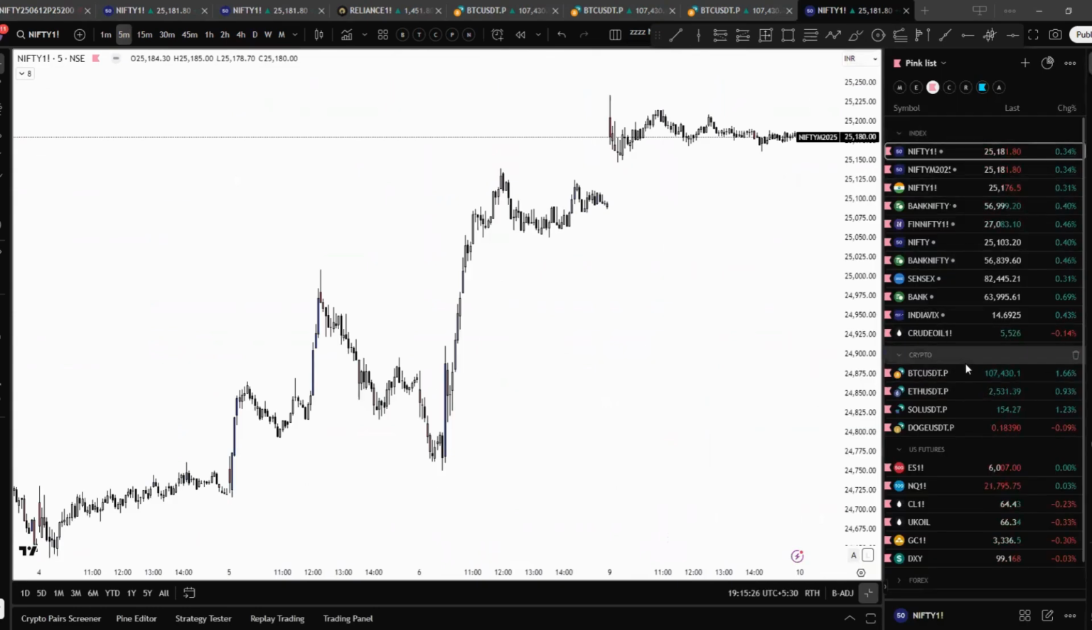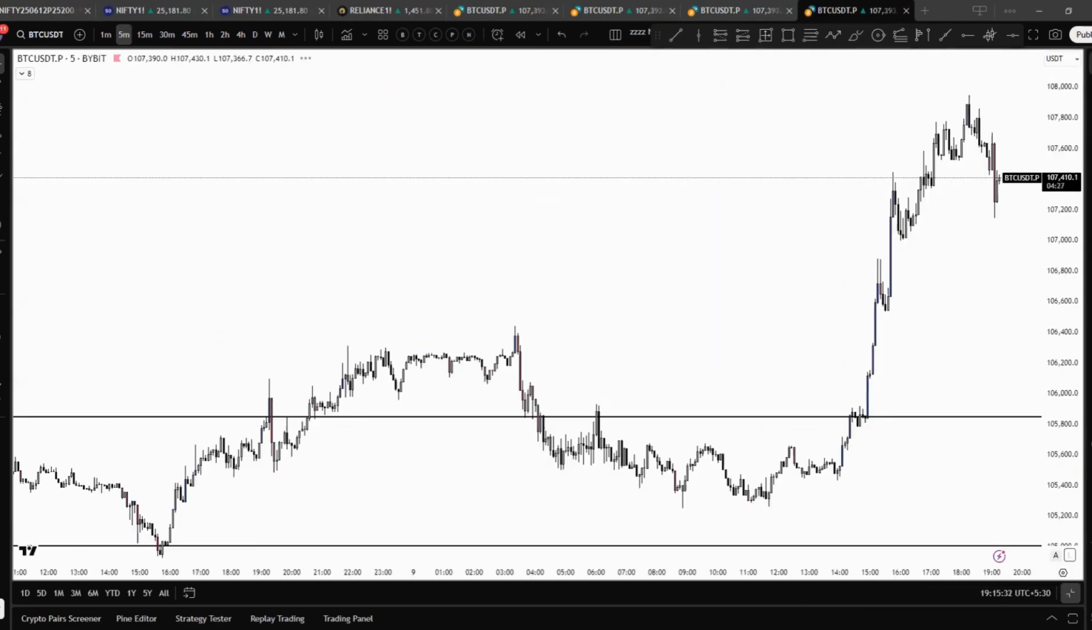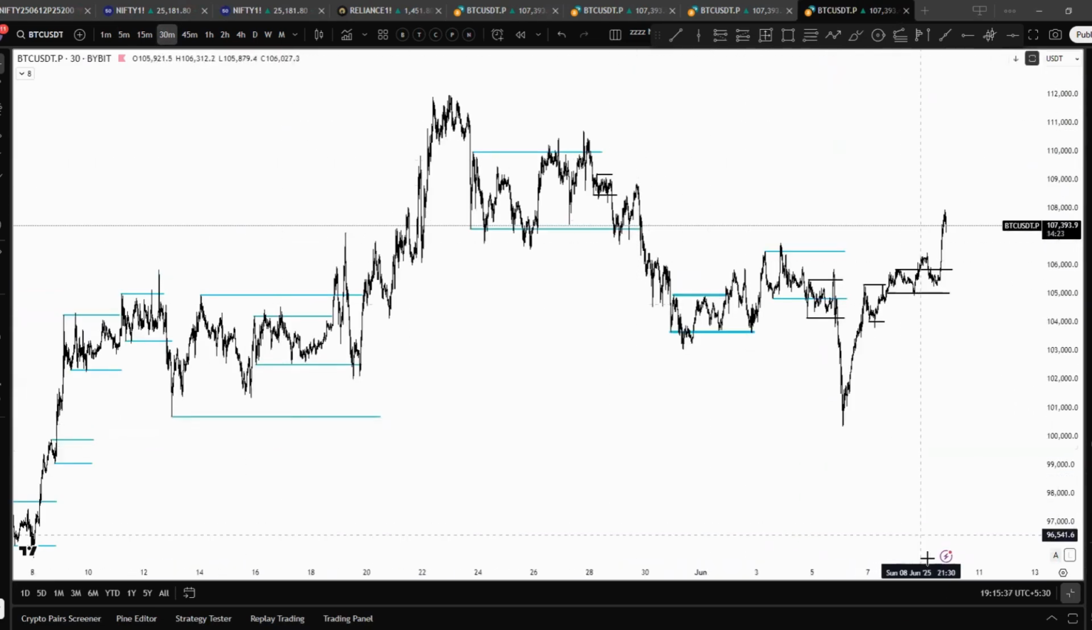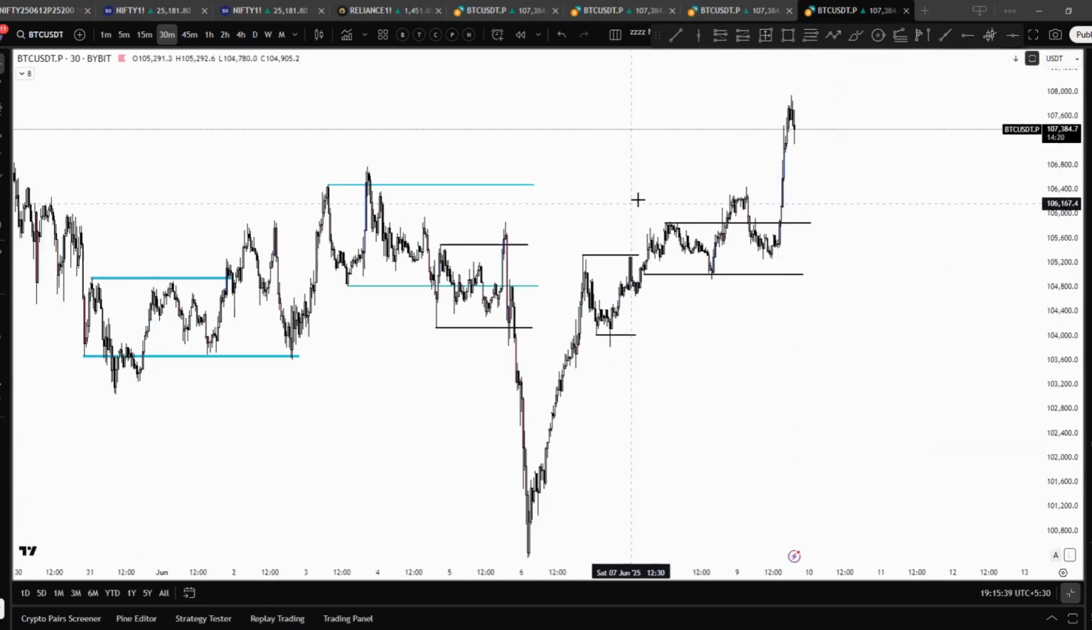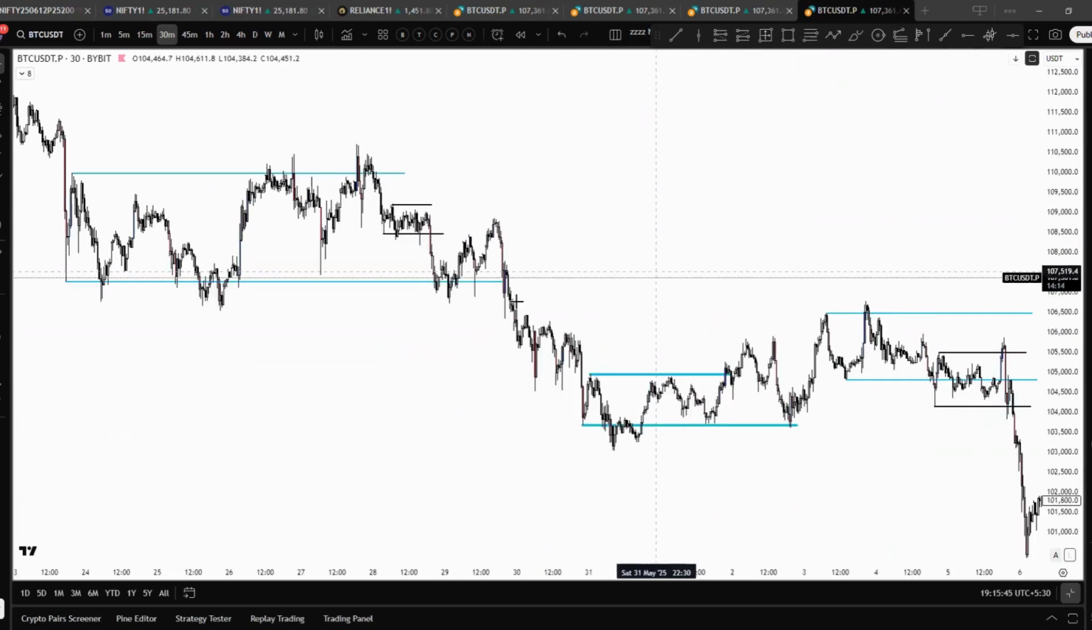What fascinates me more is that there are two markets which I trade day in, day out: Nifty and Bitcoin. These two markets are my favorite ones. I tend to find these balances over here. We had a balance over here, we swept, broke out. So you will find balances everywhere.